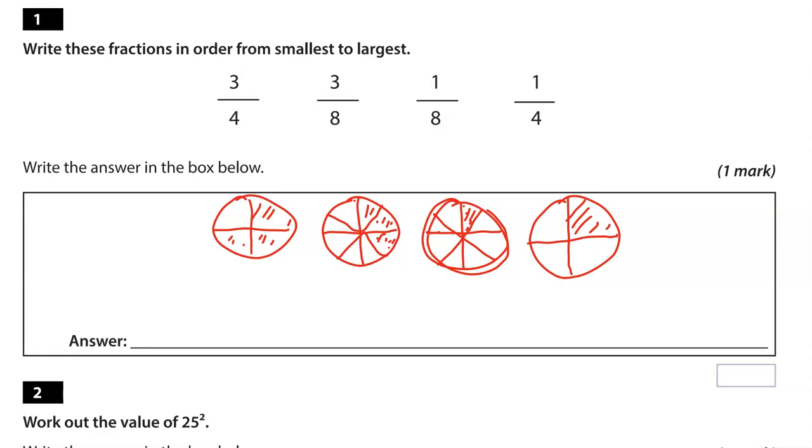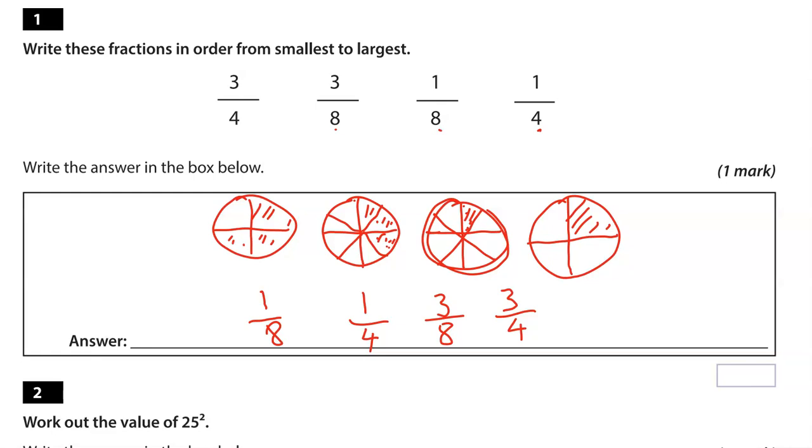So which one is the smallest? That's the 1/8. Then we've got 1/4, because 3/8 represents more. As you can see, there is a quarter and another slice, so 3/8 comes after that, and finally 3/4. You could have also just changed the fractions, so we've got 8s and 4s as denominators.